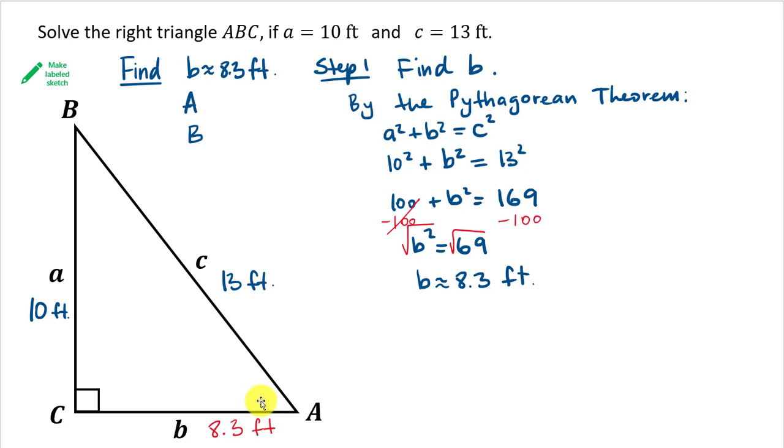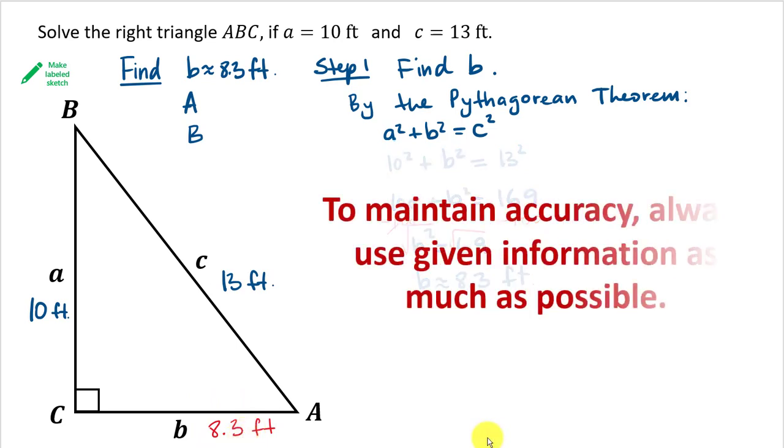Now which one should we use? We know all three sides, but two of them were given, and we know their exact length. And one side we found ourselves in step 1, and remember that is an approximation, not the exact answer. So we said it's approximately 8.3, we had to round. And since we know that to maintain accuracy, we always try to use given information as much as possible, we will go with side A and side C.